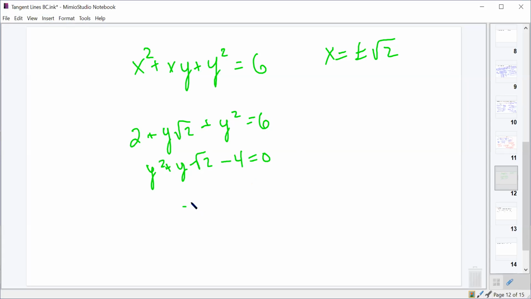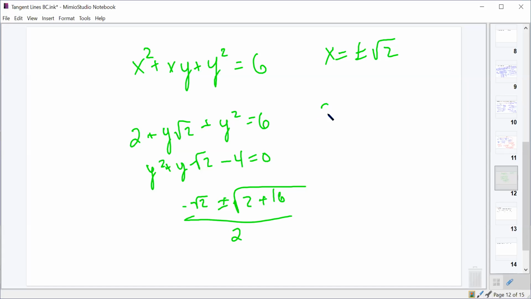So negative root 2 plus or minus the square root of b squared minus 4 times a times c, so plus 16, all over 2. And there's our values. We'll plug them back in and figure out what works. If we do the negative root 2, we're going to get the same thing here.